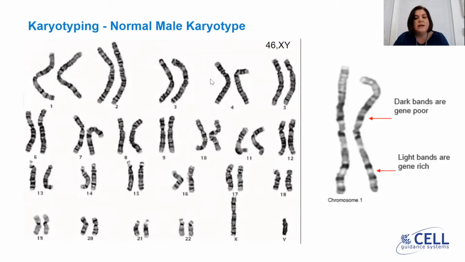If you look on the right-hand side, you'll see a close-up of two chromosome 1s, and these have been banded using G-banding. The trypsin is a protease enzyme, and then the Giemsa stains. So what we have is these dark bands, which are relatively gene poor, which have not been very digested by the trypsin. The light bands have been more digested by the trypsin, and they're gene rich.